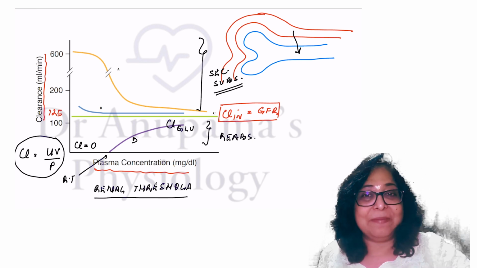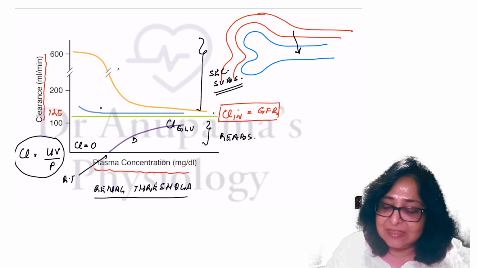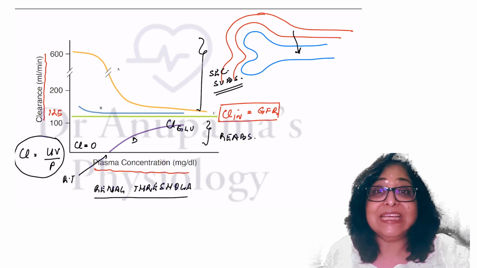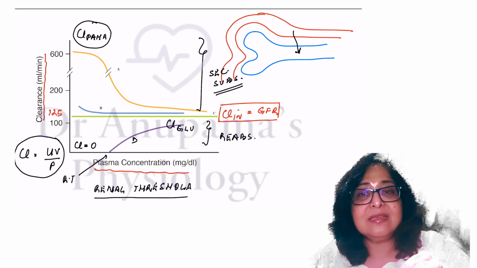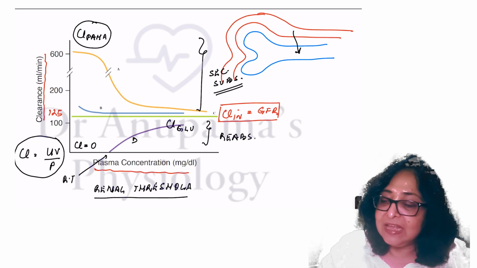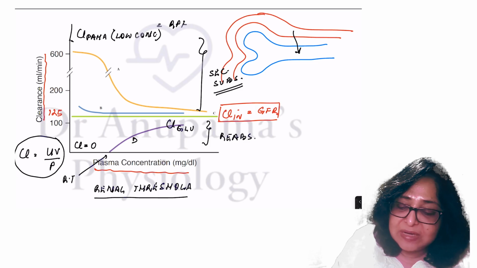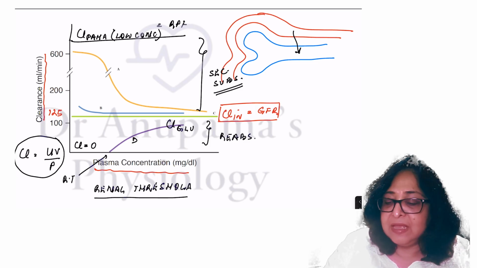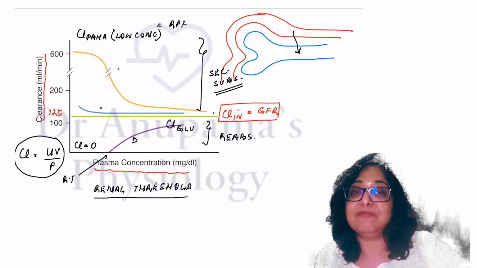Let's look at substance A. Very high clearance in low plasma concentration. But as the plasma concentration increases, clearance decreases. This is the clearance of para-aminohippuric acid. What is para-aminohippuric acid? This is a substance which is freely filtered and completely secreted in low concentration. And the clearance of para-aminohippuric acid in low concentration is equal to renal plasma flow, which is 625 ml per minute. Clearance of para-aminohippuric acid in low concentration is used for the assessment of renal plasma flow.